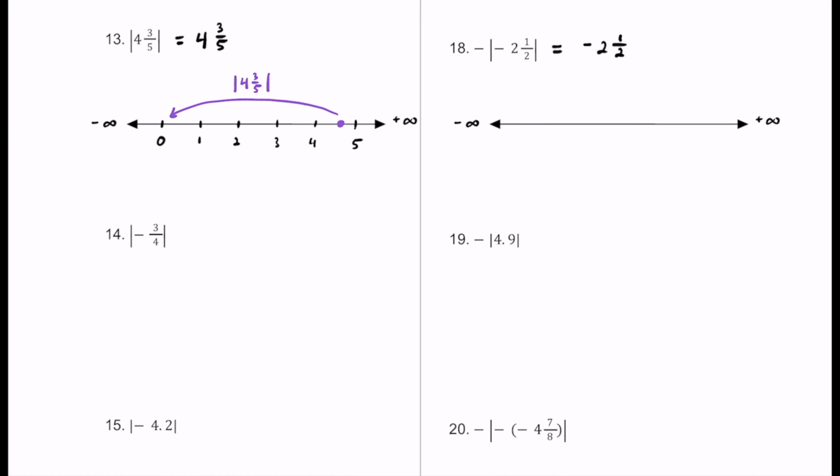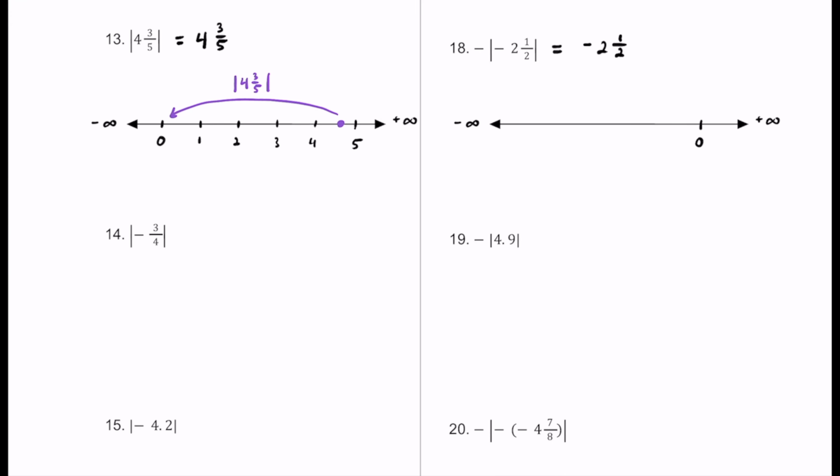Keep in mind that when we see these bars around this negative 2.5, that's saying how far is it from 0, but this negative on the outside is saying let's find the opposite of that distance, right? So we do know the distance from 0 is 2.5 units, but we're saying this is the opposite of that distance. Again, our original value was negative 2.5, so we can go ahead and plot that on the number line.